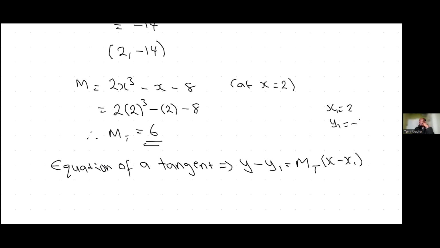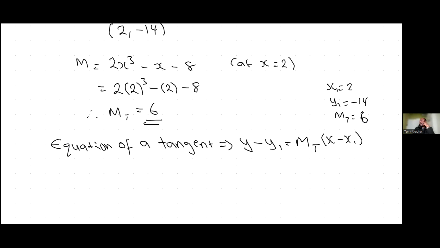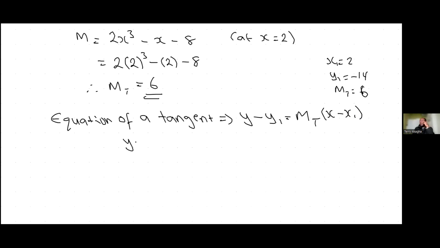And I know my mt is equal to 6. Okay, so I'm going to just put it in the formula now. So it's going to be y minus 14 will be equal to mt, it will be 6 times x minus 2. So it's going to be y plus 14 is equal to 6x minus 12. Are you seeing it?